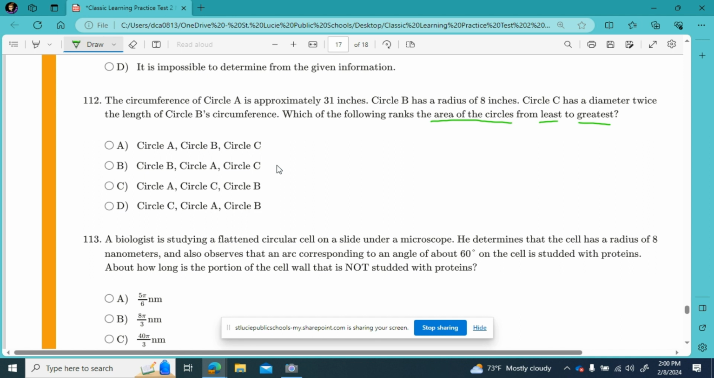So, okay, the circumference of A is approximately 31 inches. Circle B circumference would be 2 pi r, where the radius is 8.